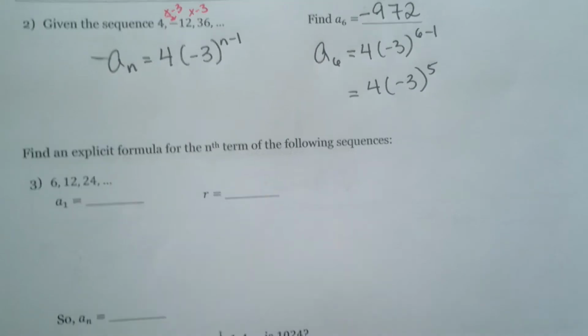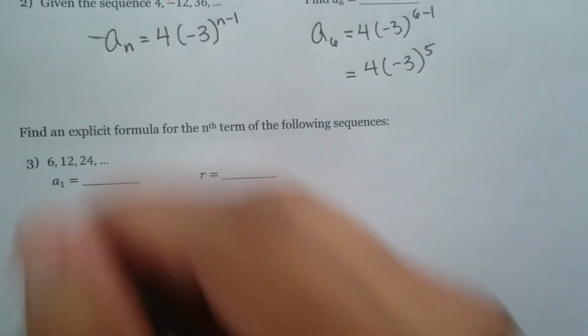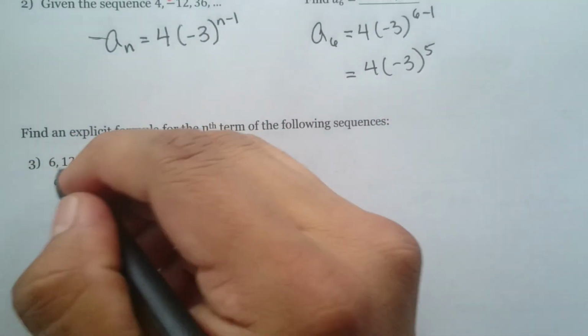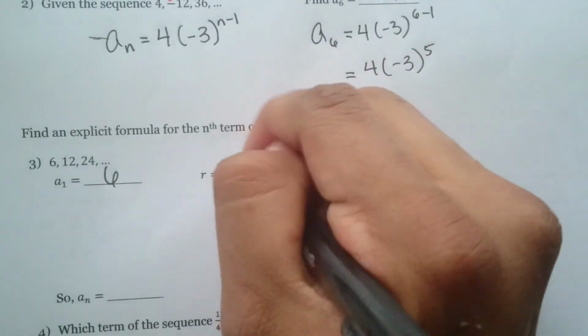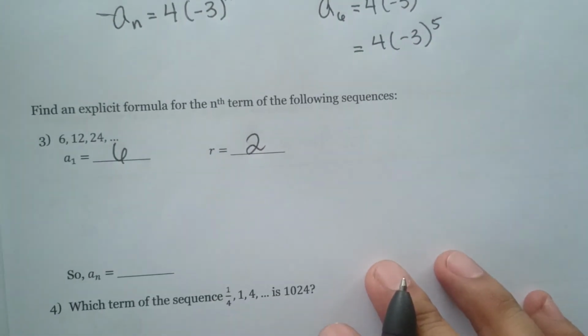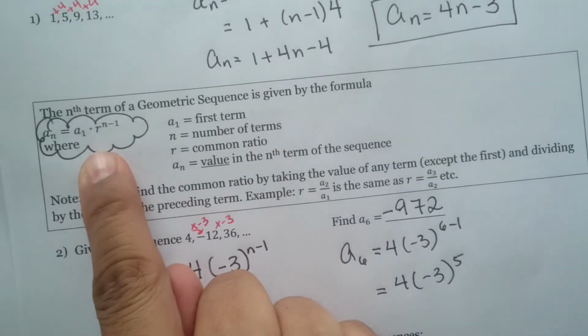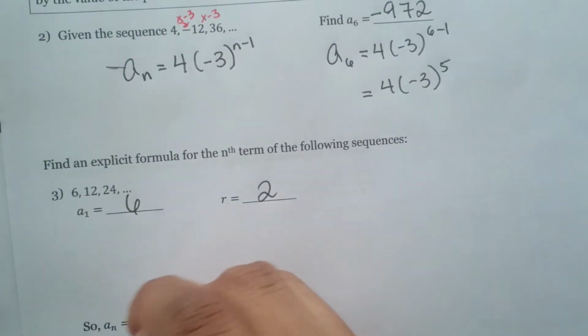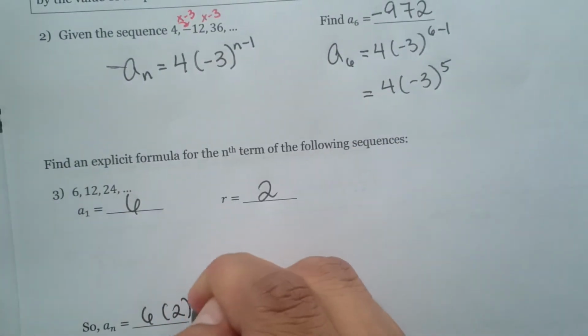So what about this next question? Let's just write an equation for it. The first term is 6. Our common ratio, what am I multiplying by? 2.